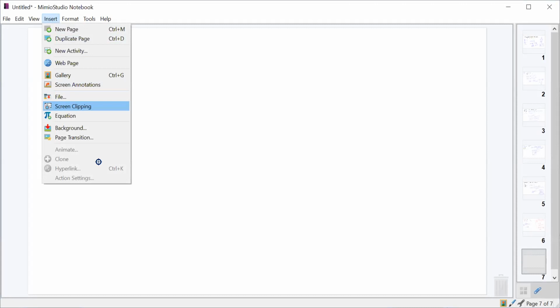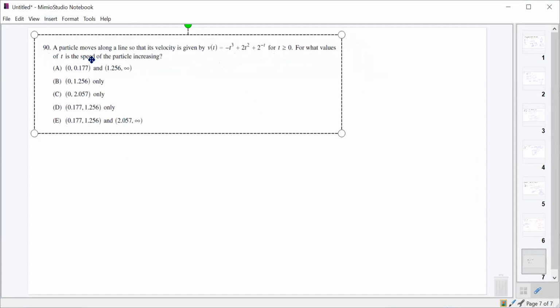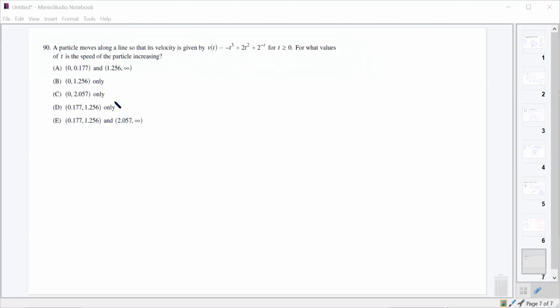All right, here's number 90. Number 90 is asking us, for a particle that moves along a line with this velocity, when is the speed of the particle increasing? Since this is a calculator question, I'm going to do it on Desmos since I don't have a way to show a graphing calculator right here. What we need to do is recognize first off that it's talking about speed. So we're talking about the absolute value of velocity, and we want that to be increasing.